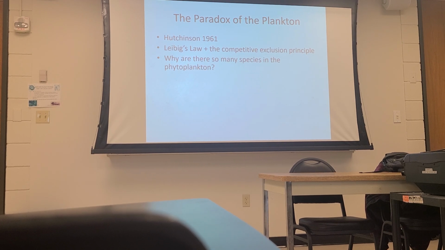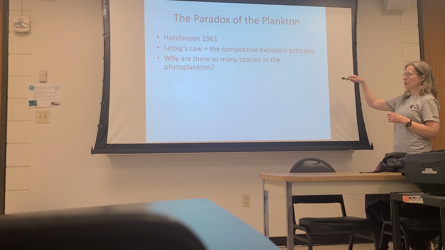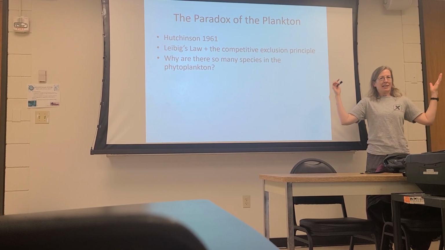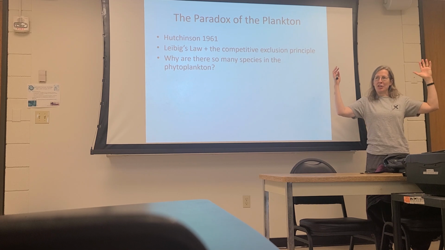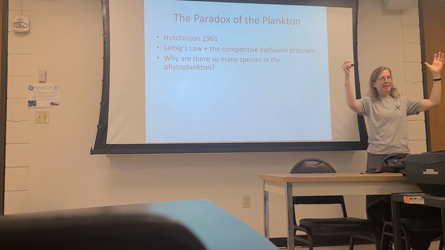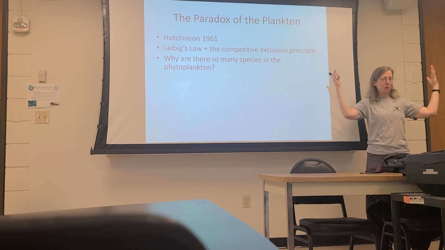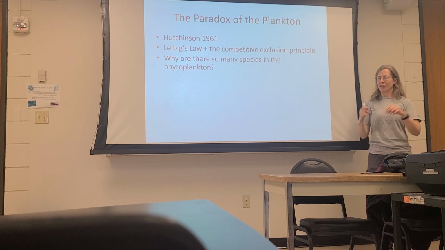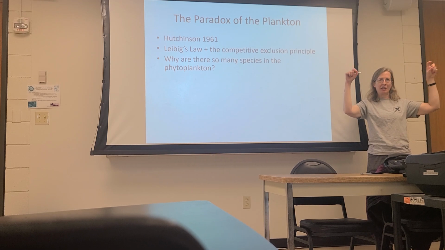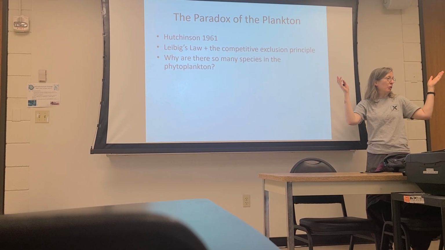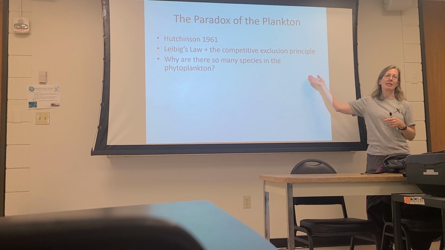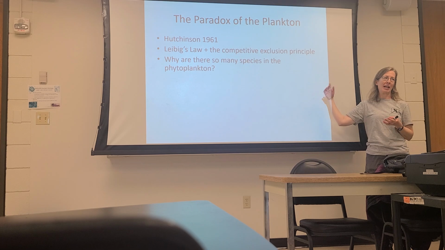So thinking about those two things, Hutchinson was asking, why are there so many species in the phytoplankton? Imagine you're in the plankton, floating in the water. With this question, we're assuming the water is fairly uniform with nutrient availability and that kind of stuff. You've got all these different species floating around, and they're all using the same resources, we think. So why hasn't one species outcompeted all the other ones? Why do we have a lot of species in the plankton?